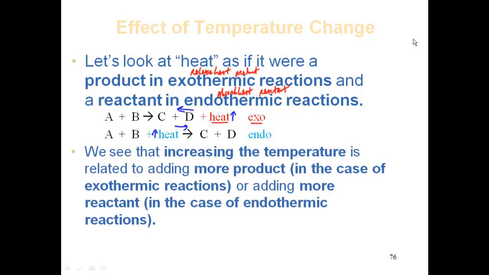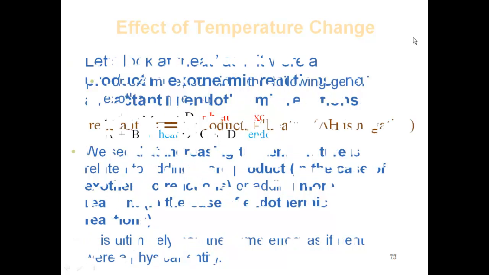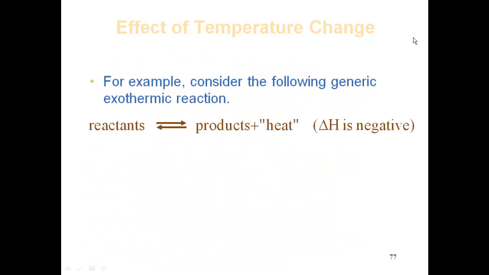We see that an increase in temperature is related to adding more product in the case of an exothermic reaction, or adding more reactant in the case of an endothermic reaction. Ultimately, it has the same effect as if heat was a physical entity. That's what we're treating it as when we make our decisions. So, let's look at an exothermic reaction. I have reactants going to products, and since it's exothermic, delta H is negative, so we're saying that heat is a product.